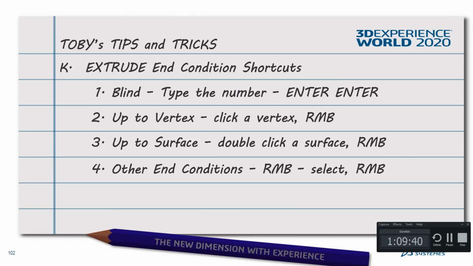Third one is up to a surface, you double click on a surface, you right mouse button, that finishes that command. And the last one is if you've got any other end conditions you want, like mid-plane, through all, both directions, even just through all, you can just right mouse button and pick it from the menu, and then right mouse button right away again. Cool? You guys like that one? All right, cool.